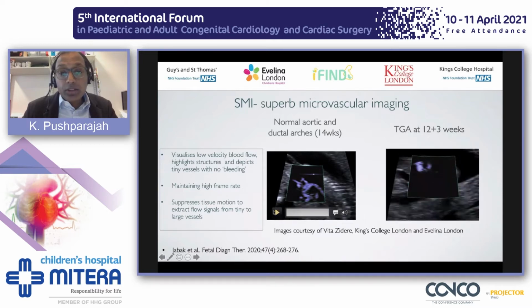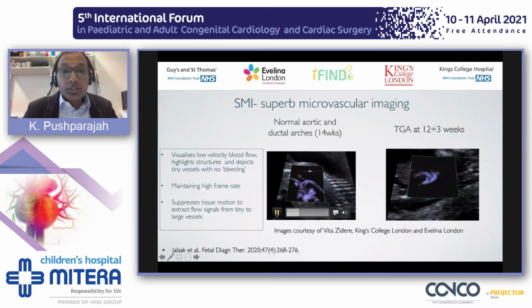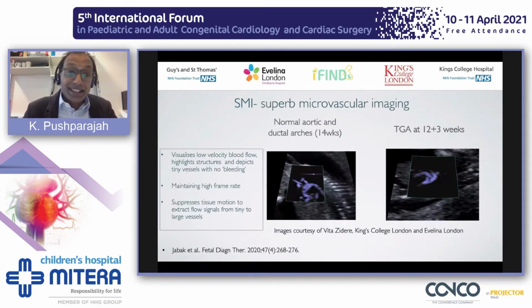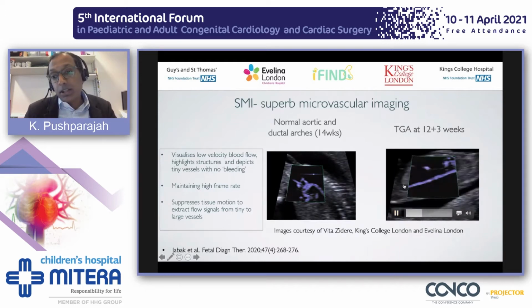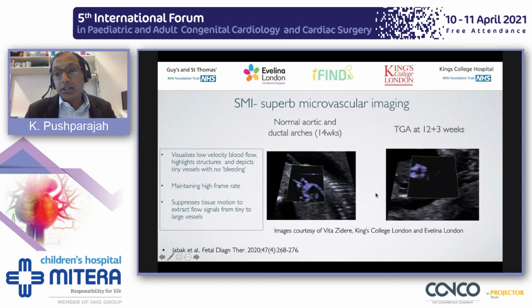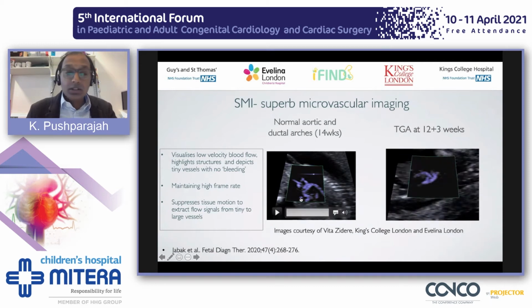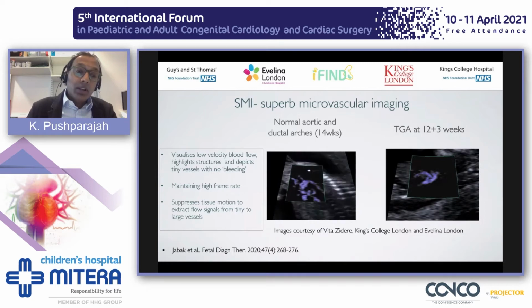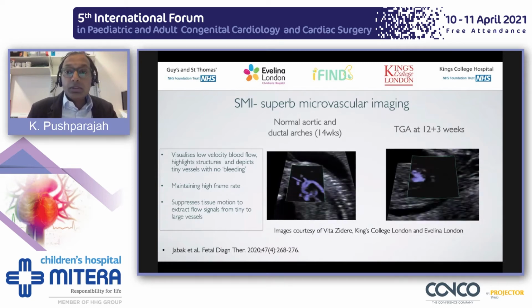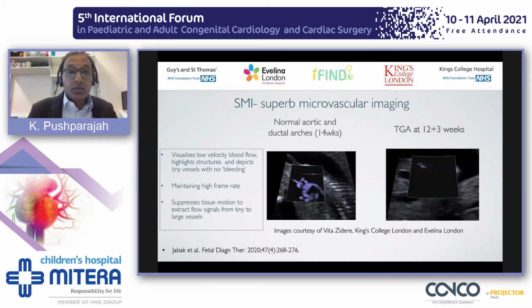On the example on the left here, you've got a normal arch, and you can see the ductal arch and the native aortic arch very clearly, because what you're doing is suppressing some of the tissue motion to extract flow signals from the smaller vessels. And in this patient here, you can see the aorta arising from the anterior right ventricle in a patient with ventricular arterial discordance or transposition. So that's something you can apply in your day-to-day practice already.